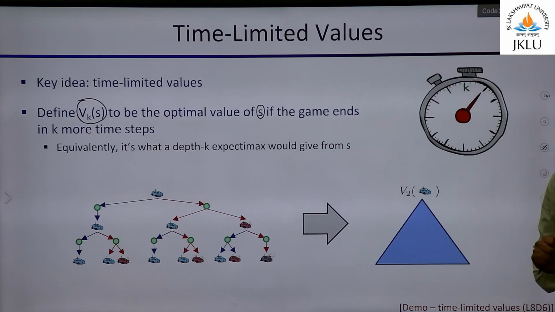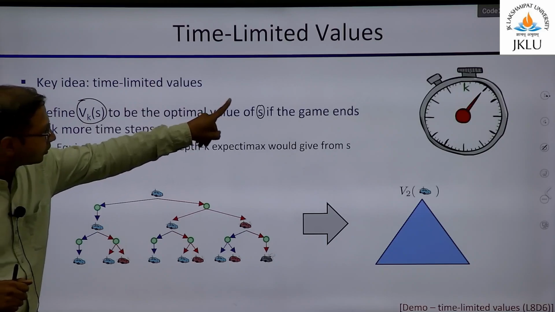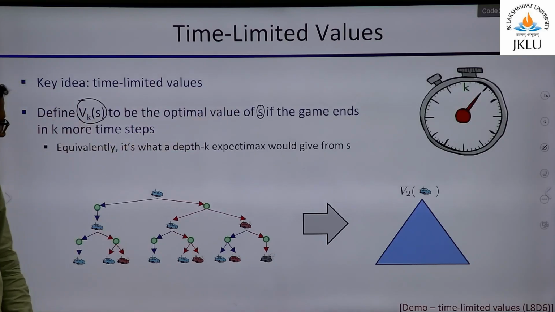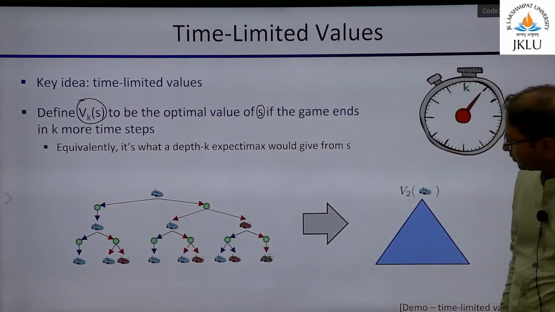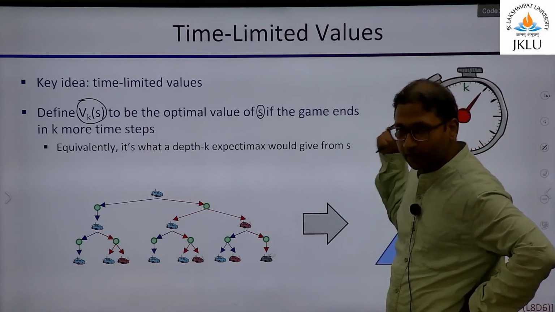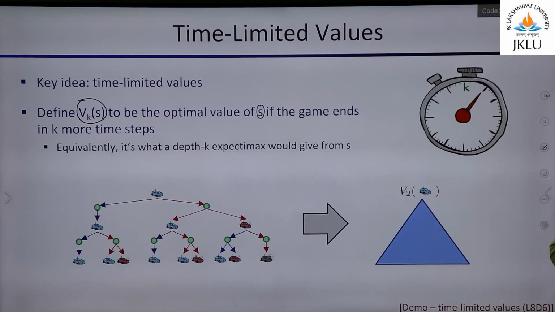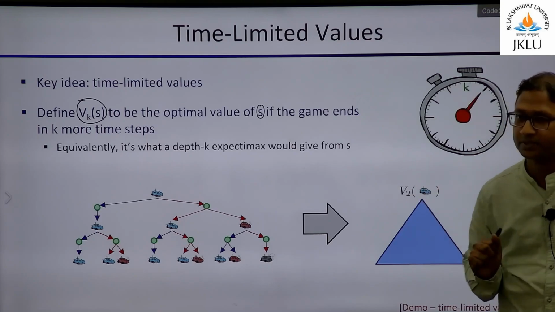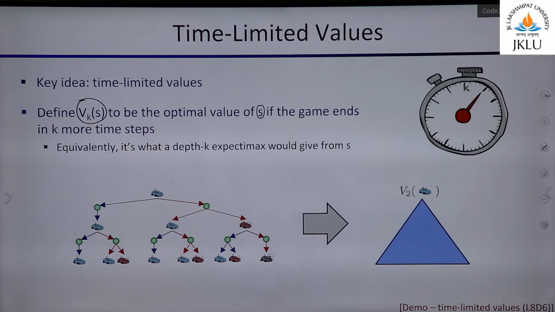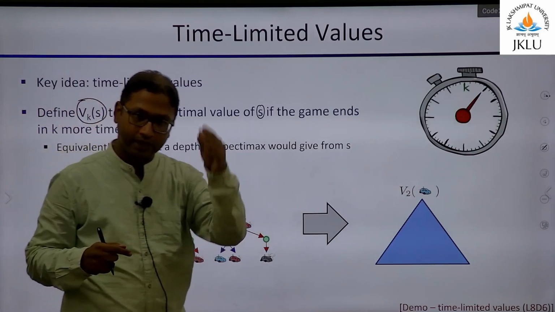Strategies in the sense, what am I supposed to achieve? What will I be able to achieve? So define VKS to be the optimal value of S if the game ends in K more time steps. So here, let's say it ends in just 2 time steps. But if I give you just 1 time step, what will you do? Will your strategy for 1 time step be different from 2 time steps? You can play only 2 moves. So let's say you start in slow, you take slow and you take slow again. That's it, game over.